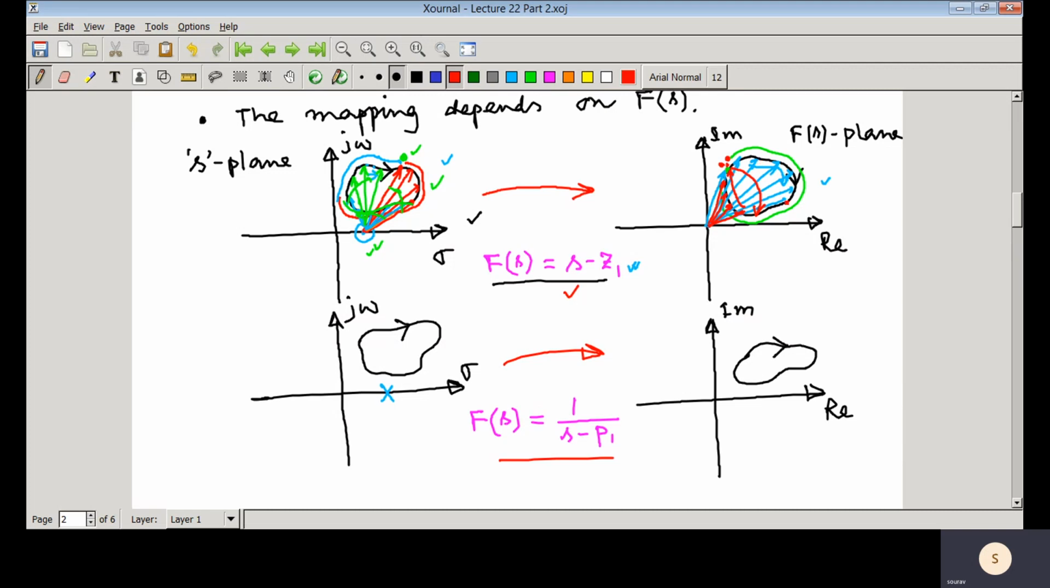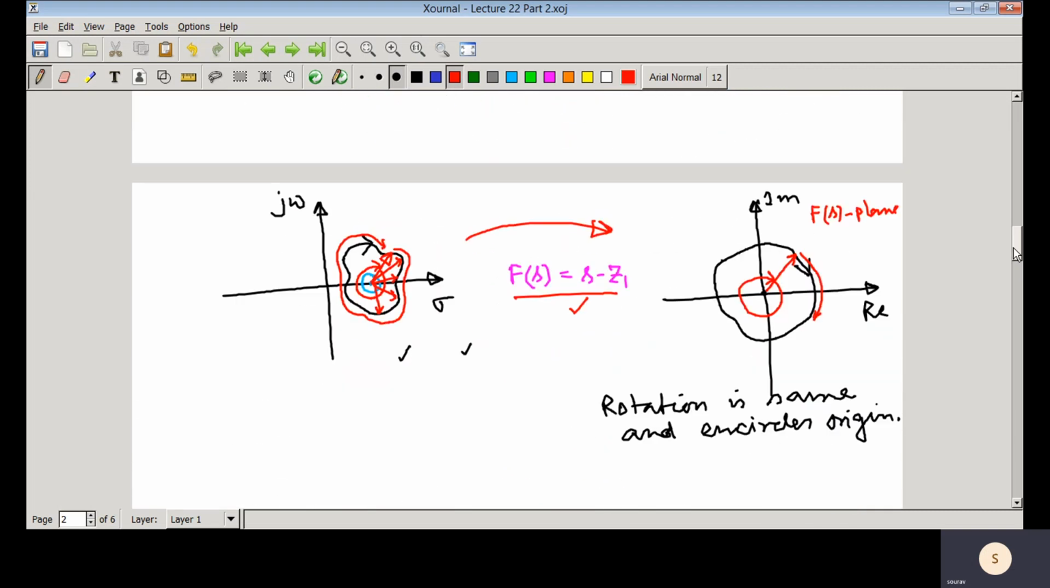So that's why you can see whenever a pole or 0 is outside the contour, the mapped contour in the F(s) plane never encircles the origin, because the total angle contribution would be 0. If it encircles the origin, then the angle contribution would be 360 degrees. So that's why this particular principle is called the principle of argument.